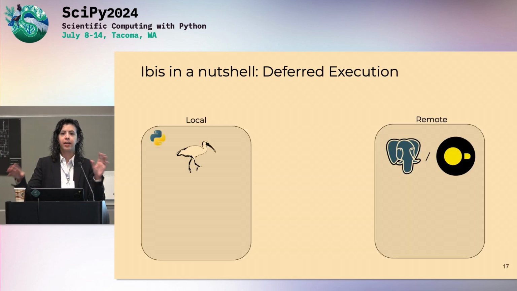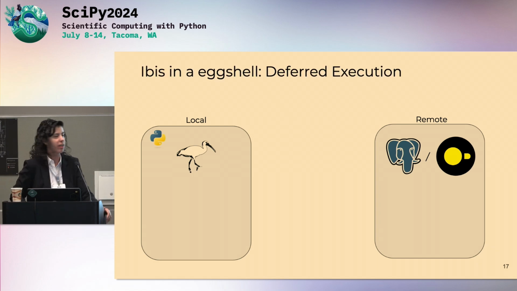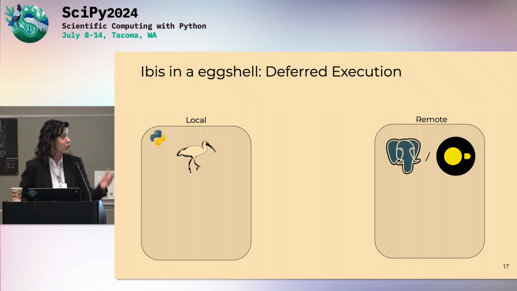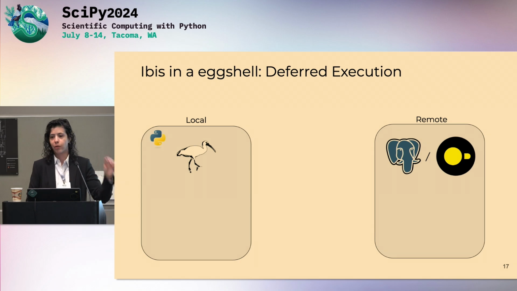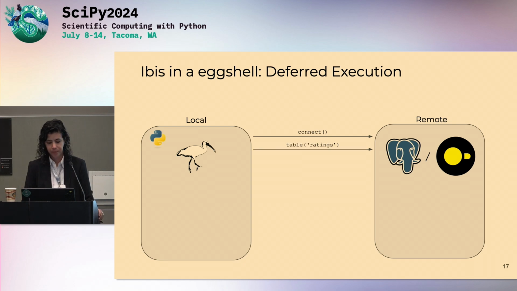So I said very quickly about this execution model. Ibis in a nutshell, or in an eggshell maybe. So how does this work? This is a very 101, super fast introduction to Ibis. What we have here is your local machine, let's say your laptop, where you want to write Python code, so you write something that looks dataframe-like. We're going to see a demo in a bit.